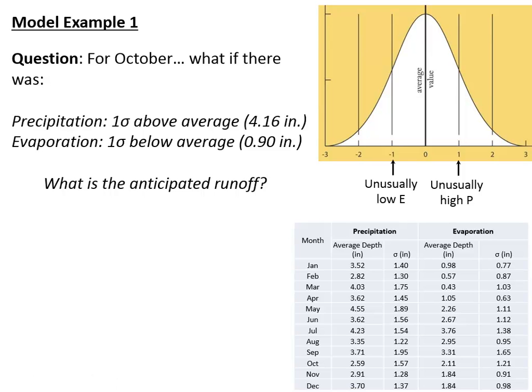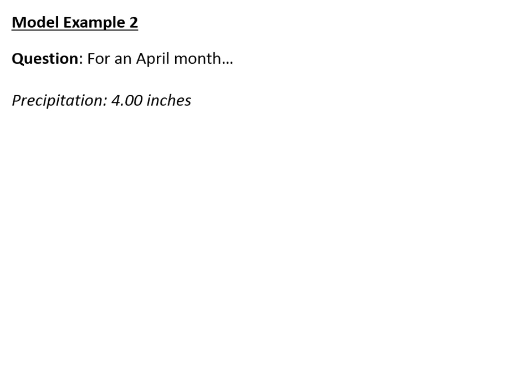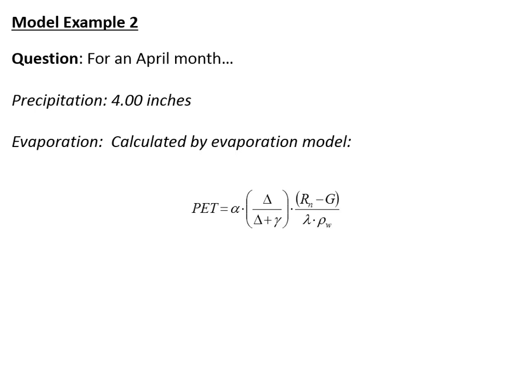Now, I'll show you how I got to an estimate of evaporation in just a minute, but basically you can take the difference between the two, the precipitation and the evaporation, and find out how much runoff is available to be used by the company. Or maybe you could ask the question, what if it was April and you got 4 inches of precipitation, and we calculate the evaporation by the evaporation model.